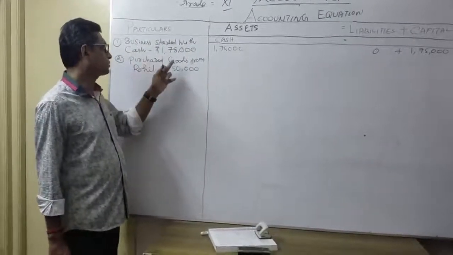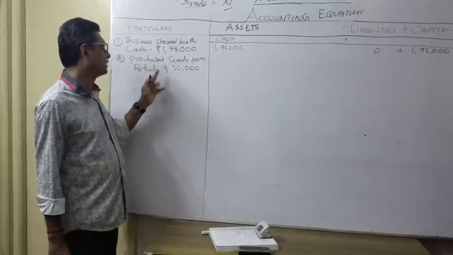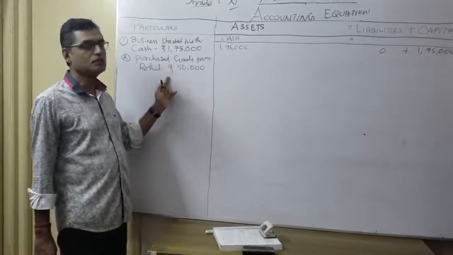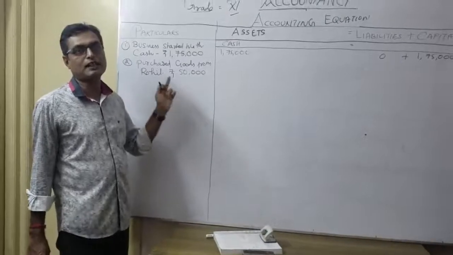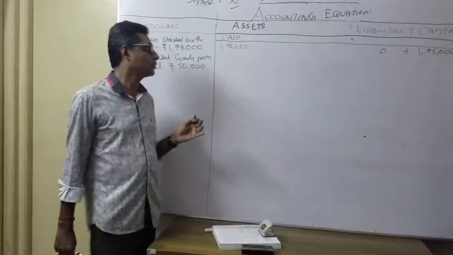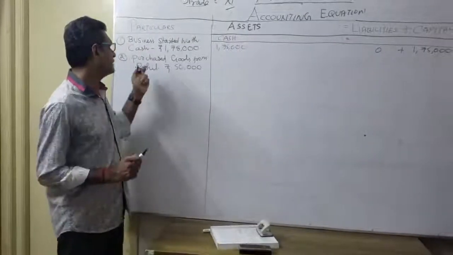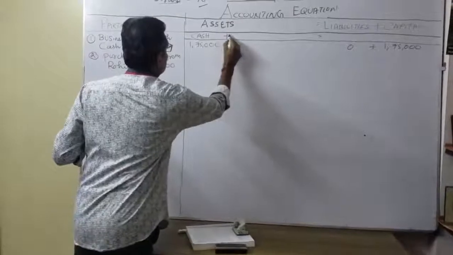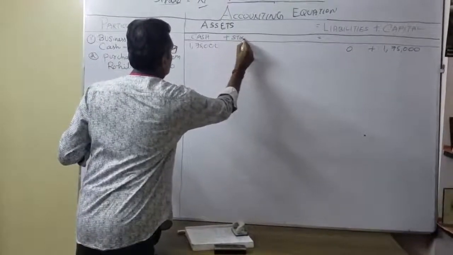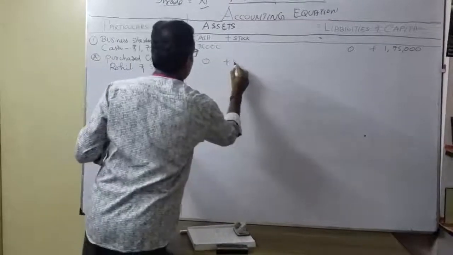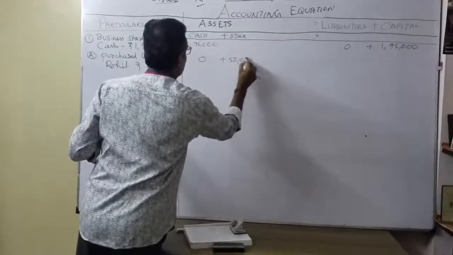So purchased goods from whom? Rohit, 50,000. That means what? Here we bought goods on credit basis, not cash basis. That's what is implied here, that credit. Okay, so how to write it here? As purchased goods, that's why I have given this space here. We want to put plus coming under stock. Got it? So 0 plus how much? 50,000.